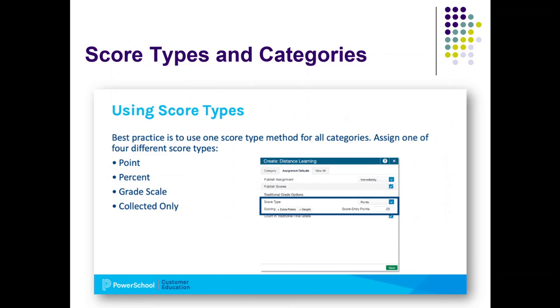Now, the best practice is to use one score type method for all categories. Assign one of the 4 different score types. So once you've created a category, you can select point, percentage, grade scale, or collected only. And this is where you'll see the score type that you can choose from the drop-down menu, whether you're going to publish that immediately or not, but the score type, how many points, and if it's weighted or extra points are involved, that's where you will add that to the category.